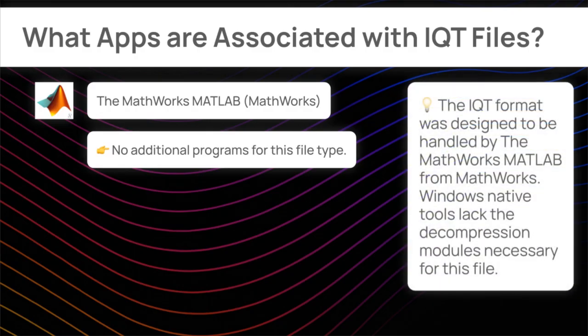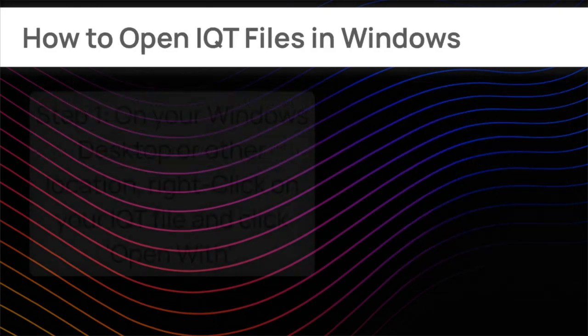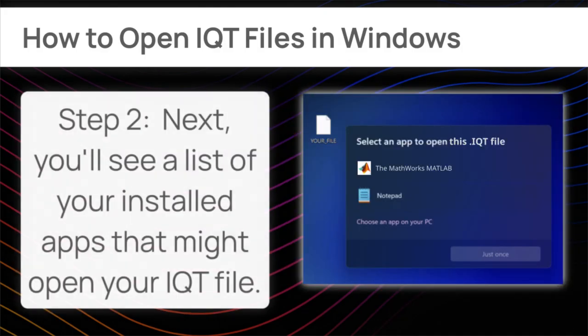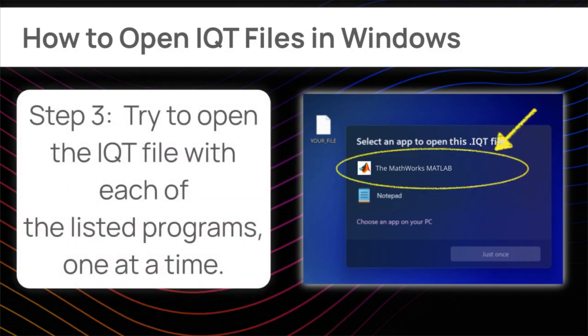Windows native tools lack the decompression modules necessary for this file. Windows shows the plain text, while interpreting commands requires a scripting framework. To guarantee the file opens, right-click your IQT file and select Open With. Check for MathWorks MATLAB first. If it is absent, select another program. A systematic check of installed tools is vital.